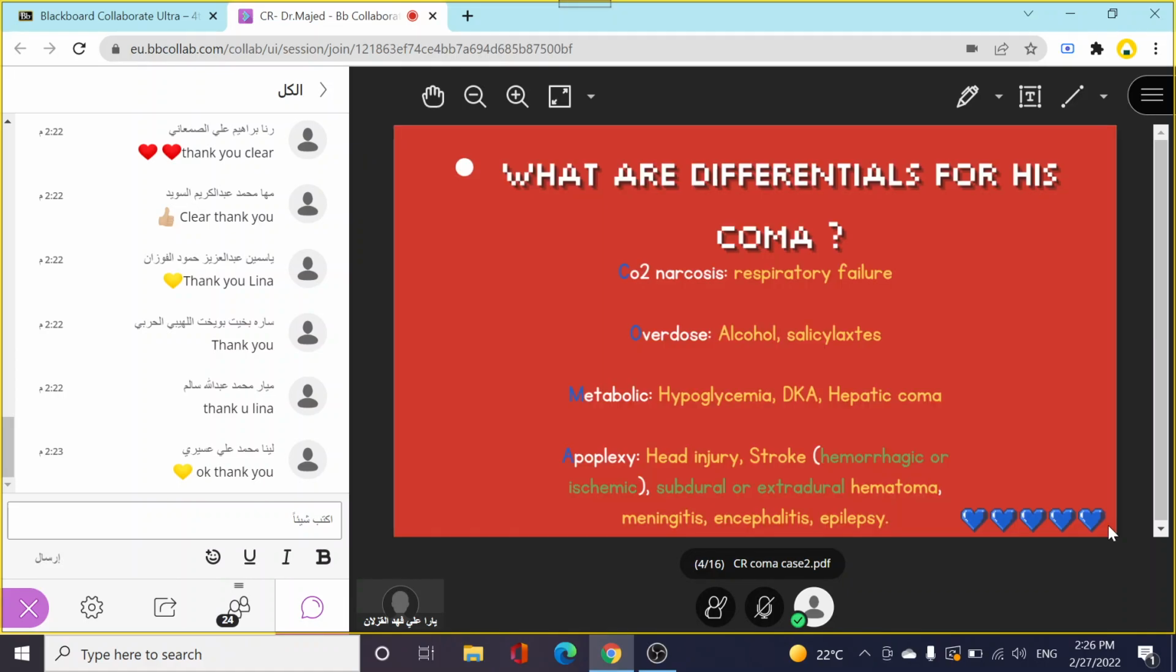So the differential diagnosis for any coma patient can be summarized in this mnemonic, which is COMA. The C is for CO2 narcosis, like in respiratory failure, since he is desaturated. O is for overdose, for alcohol or salicylic acid or aspirin. But he's not showing any toxic overdose symptoms.